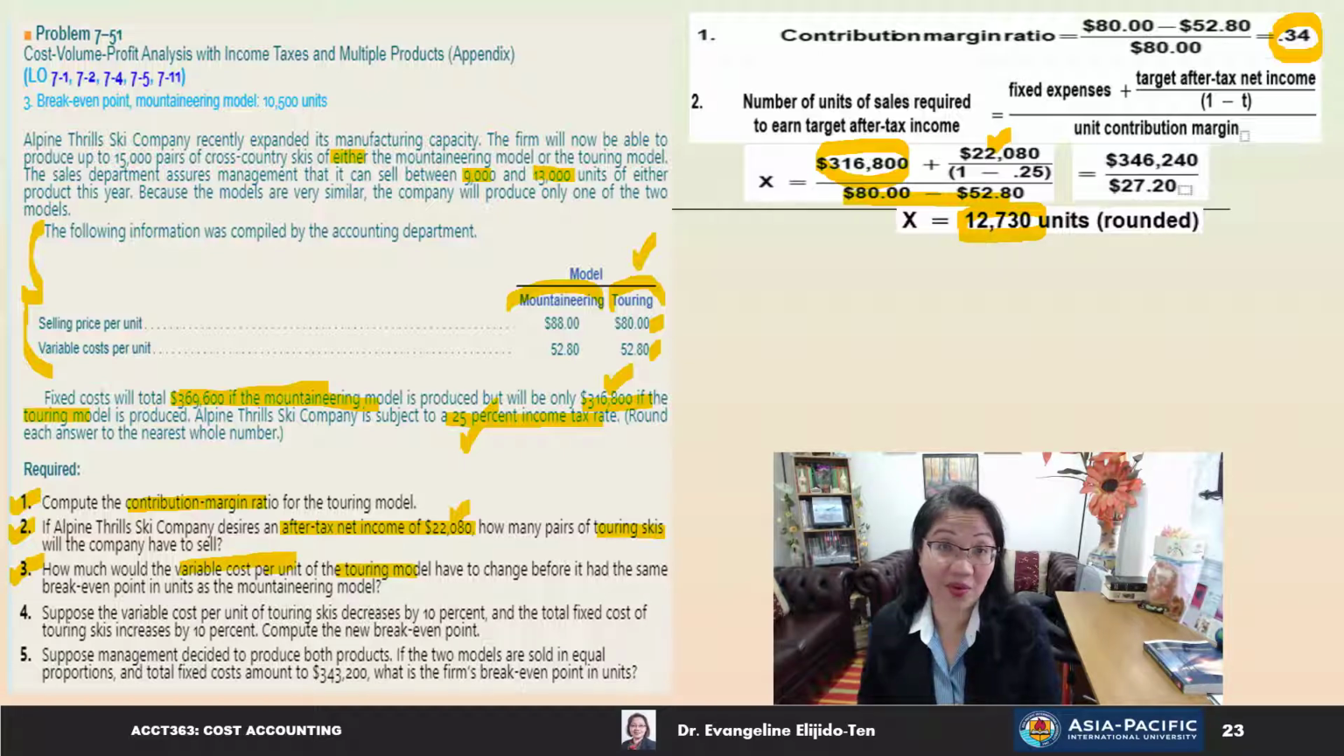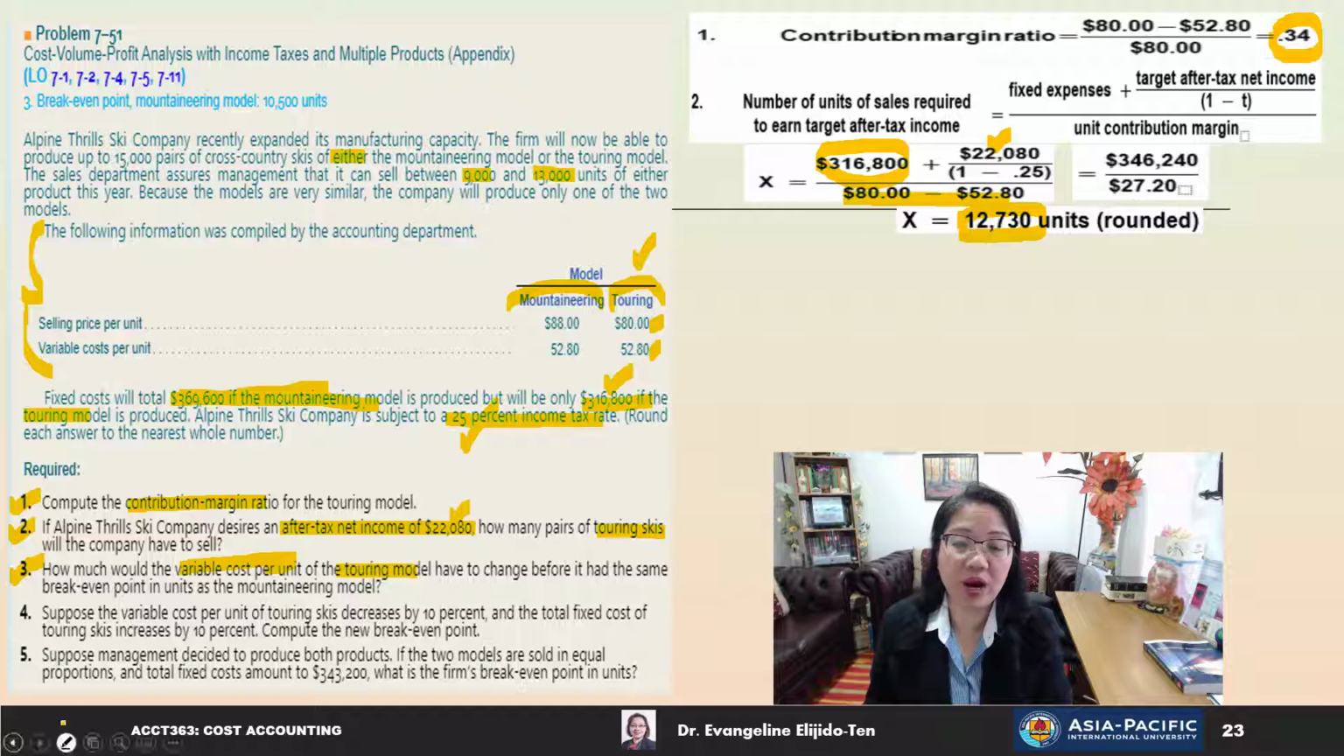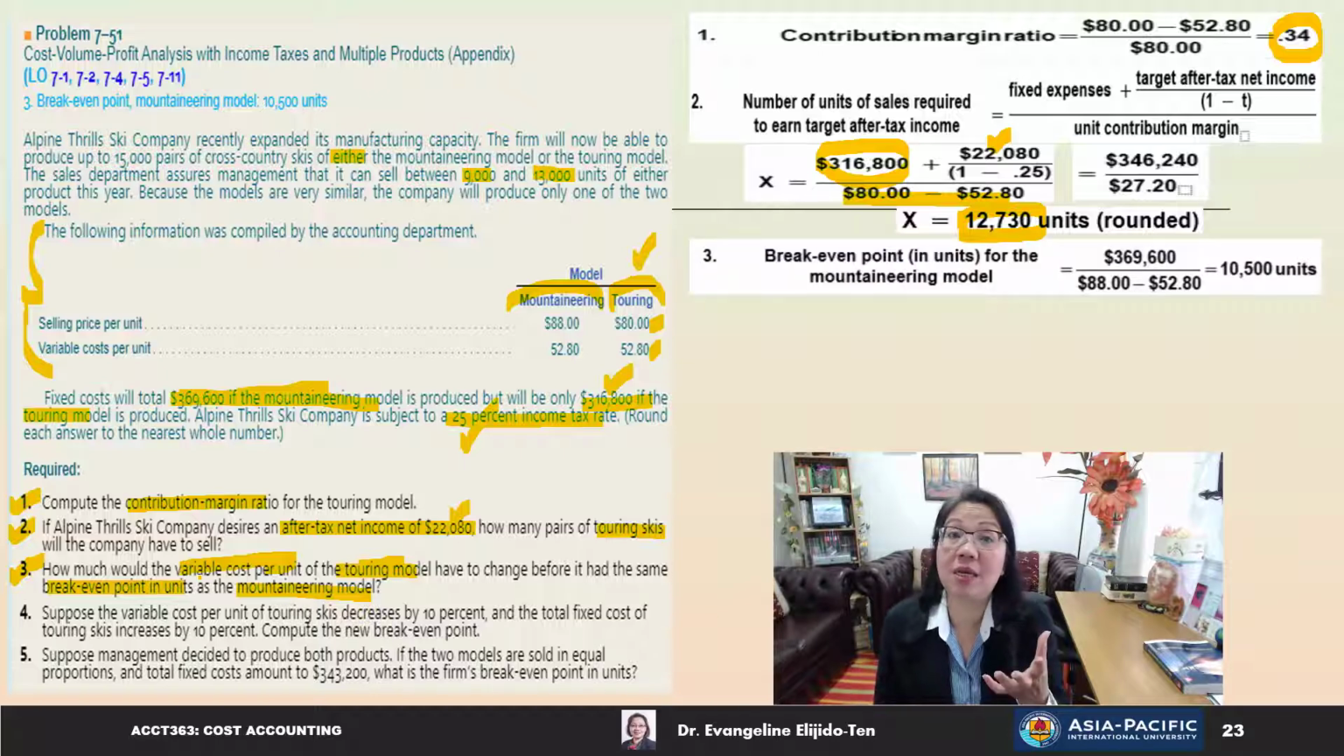Let's go to requirement 3. How much would the variable cost per unit of the touring model have to change before it had the same break-even point in units as the mountaineering model? We'll need to calculate the break-even point of mountaineering model first. So mountaineering model has 369,600 in fixed cost, and it has a UCM of 88 minus 52.80.